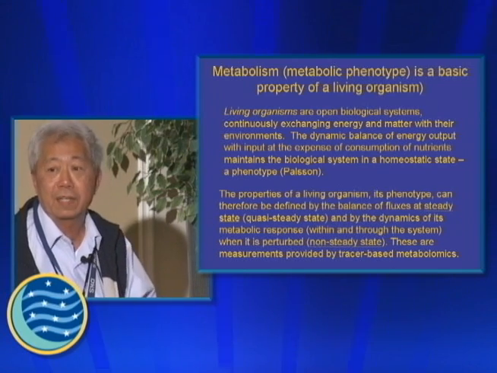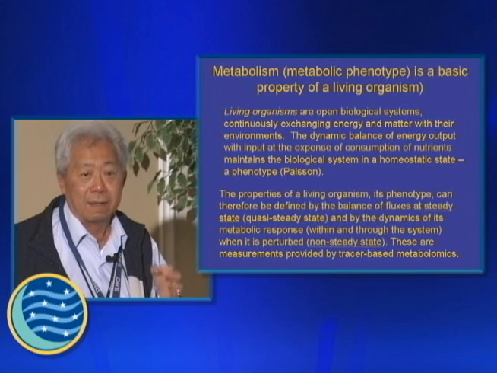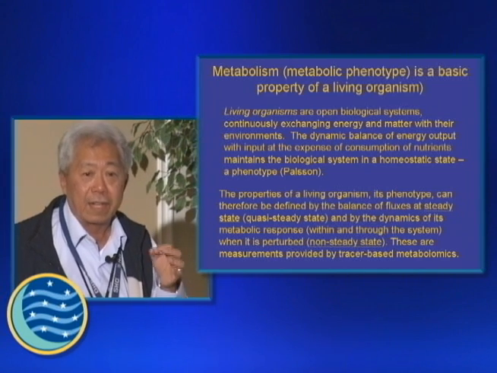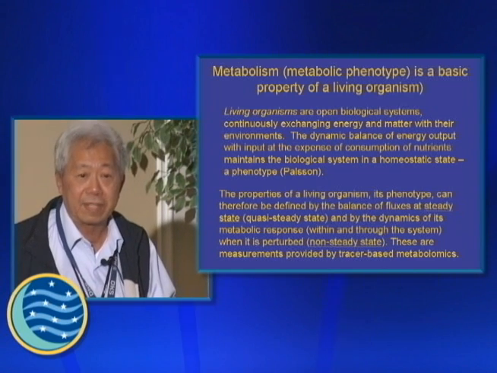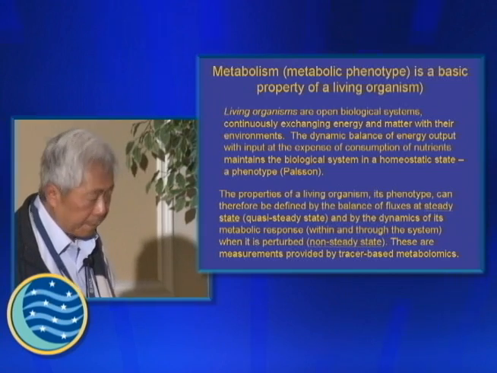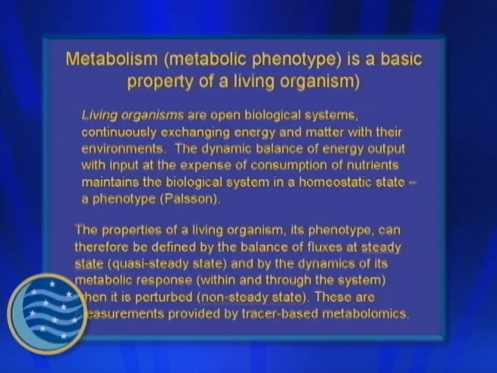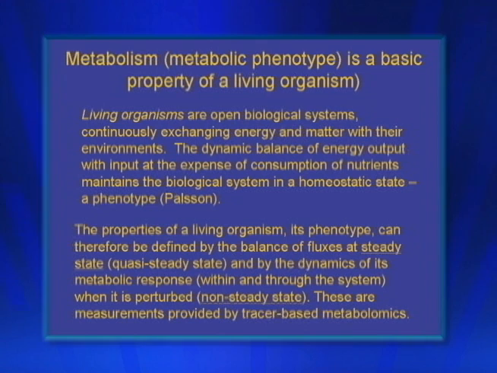So if you want to look at the living property of anything, you look at the balance of all these things that maintains homeostasis. For us, the property of a living organism is its phenotype, and it can be defined by the balance of flux at steady state and by the dynamics of its metabolic response when the system is perturbed. These are measurements that we can provide with tracer-based metabolomics.